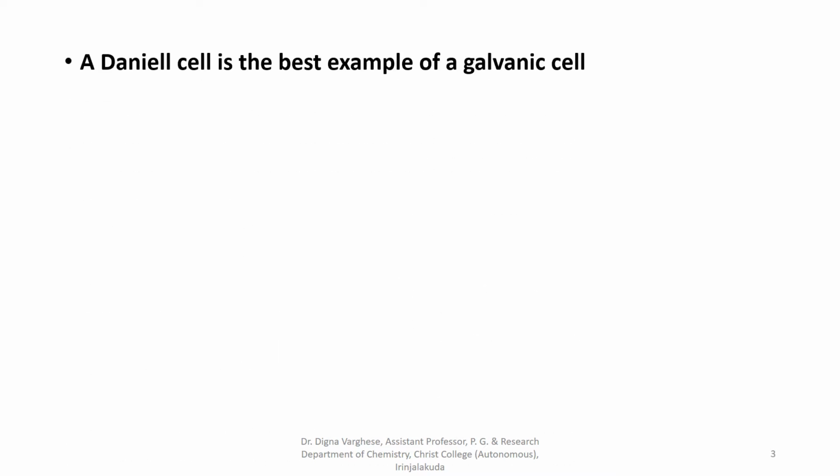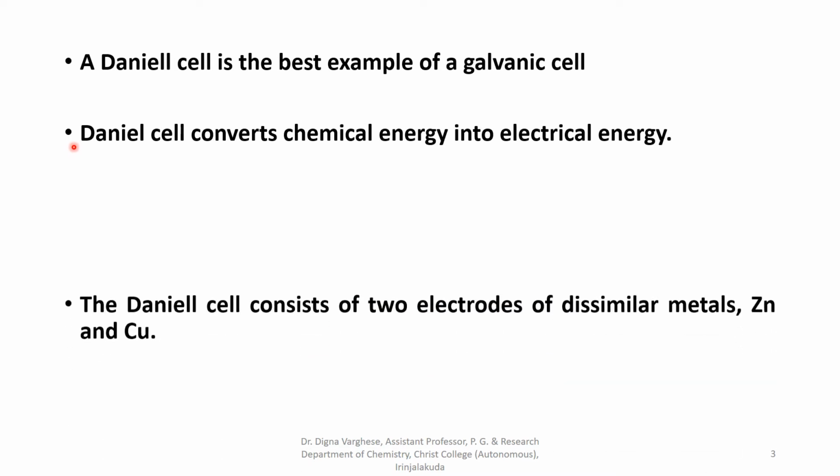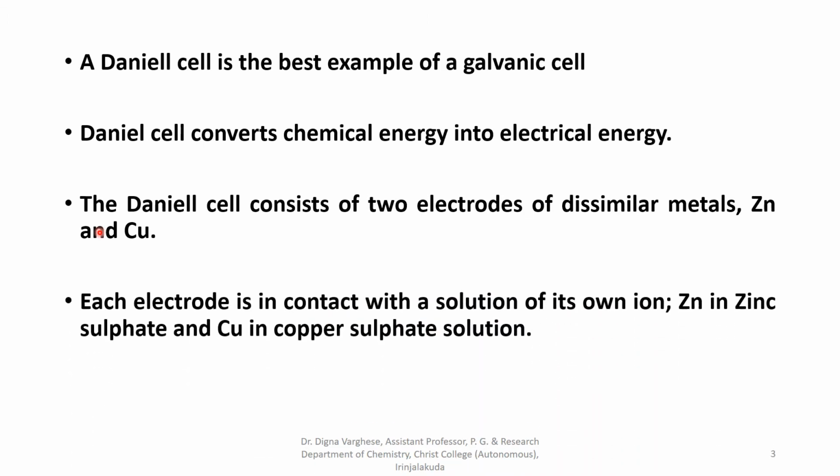Daniell cell is the best example of a galvanic cell. Daniell cell converts chemical energy into electrical energy. The Daniell cell consists of two electrodes of dissimilar metals such as zinc and copper. Each electrode is in contact with a solution of its own ion. That means zinc in zinc sulfate solution and copper in copper sulfate solution.